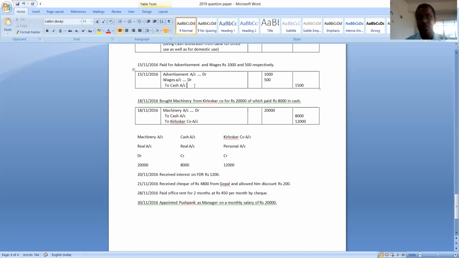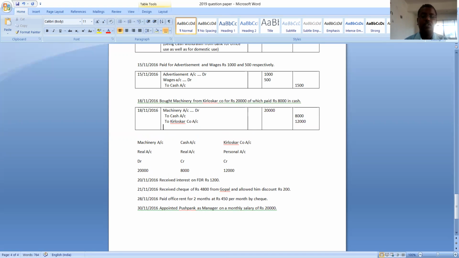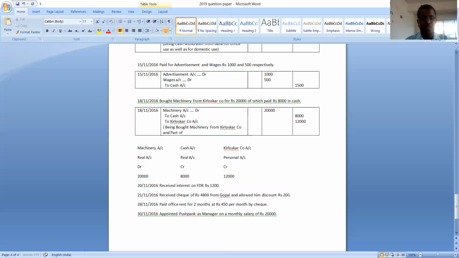Sorry, actually we forgot to write the narrations for these transactions. First, let us write the narration for this one. Later, we'll go to the previous transaction. What is the narration now? Narration should be written in brackets. So, being bought machinery from Kirloskar company, and part of the payment is made.